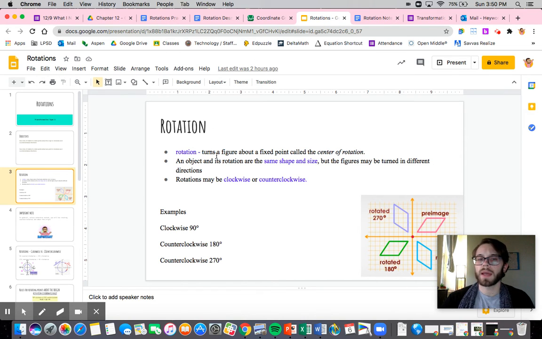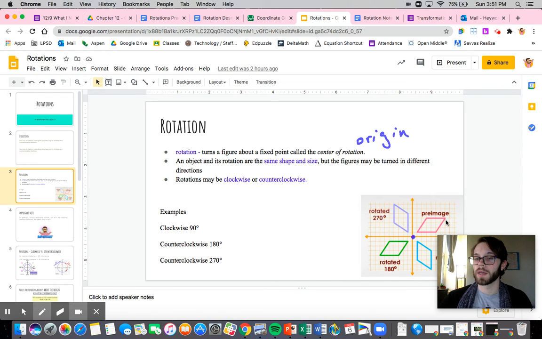Well, again, it is your turn, and you're turning the figure about a fixed point called the center of rotation. The most typical center of rotation is the origin. You don't necessarily have to do it about the origin, but most of what we focus on is going to be about the origin. And again, the origin is (0, 0). An object and its rotation are the same shape and size. However, they might be in different directions, obviously, since you've turned it, right?